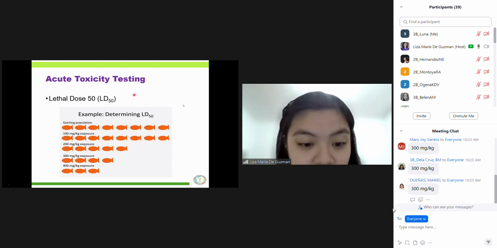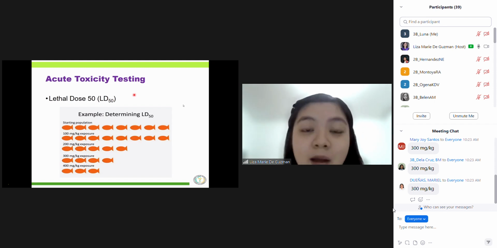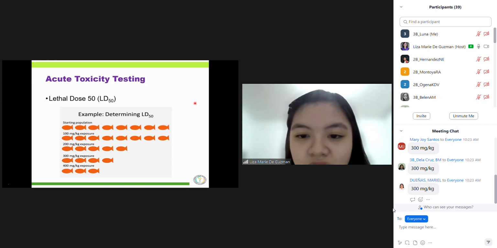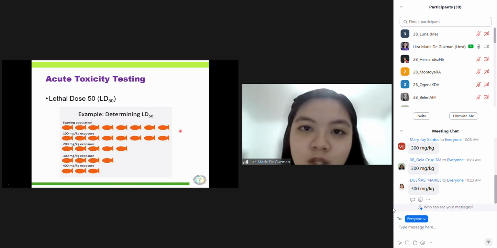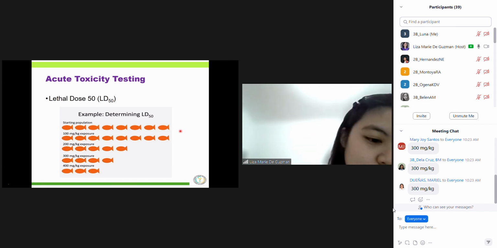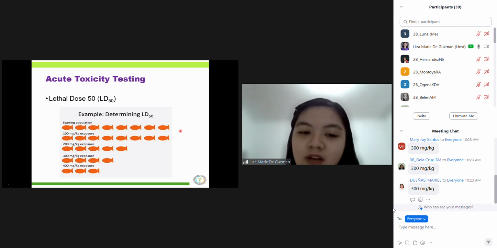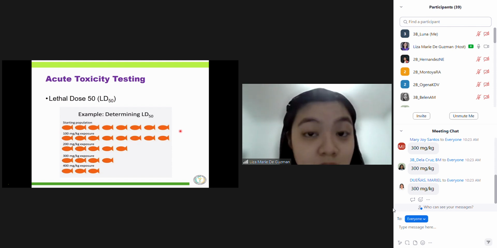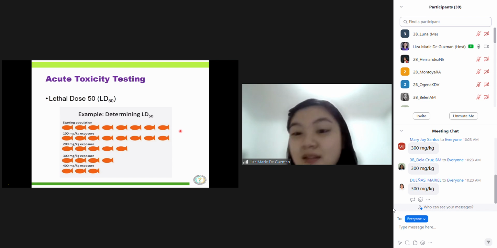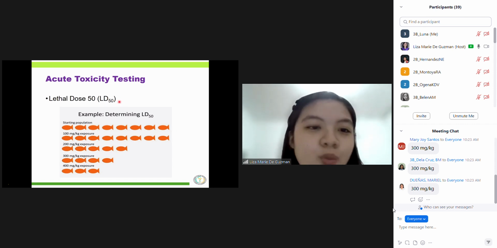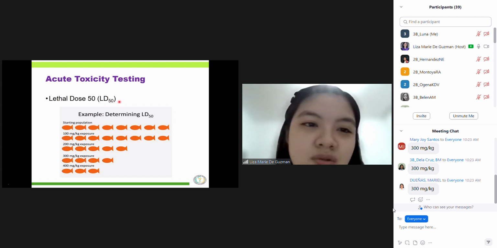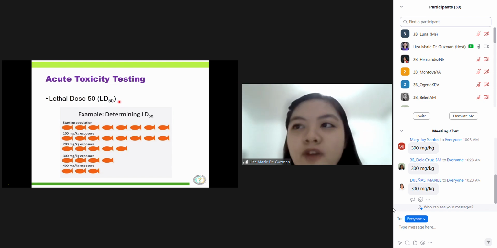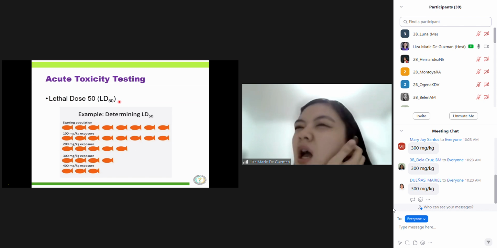So that would be 300 milligram per kilogram, because our starting population is about 8, and then the LD50, again, half of it would be 4. So that would be 300 milligram per kilogram. So the lower the LD50, the more toxic the substance. So this is one of those points that we determine during acute toxicity testing for you to determine the LD50.